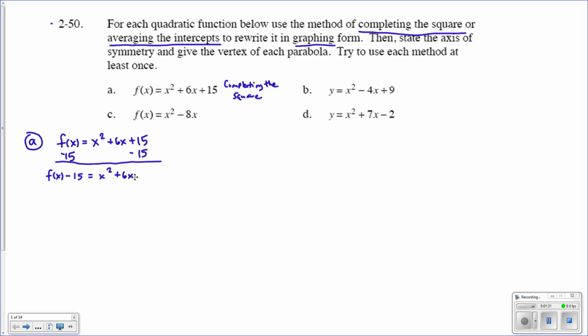Now we want this side to become a perfect square trinomial. So we're going to have to figure out what value is missing. So I'm going to treat this as x squared plus 6x plus blank. So I need to come up with the value there. But if I add something to this side, I need to make sure that I add something to the other side. So I'm going to do f of x minus 15 plus blank.